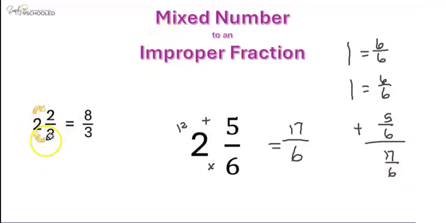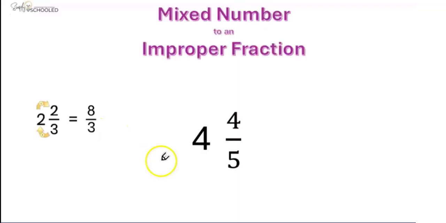Let's look at this really quick over here, 2 2/3. Well, we know that 1 whole equals 3/3, but we've got 2 wholes, so we have to do another 3/3, and then we have 2/3. Again, if we add those together, we have 3, 6, 7, 8 thirds, which is exactly what we got. So now that you know that it works, you can use the little shortcut.